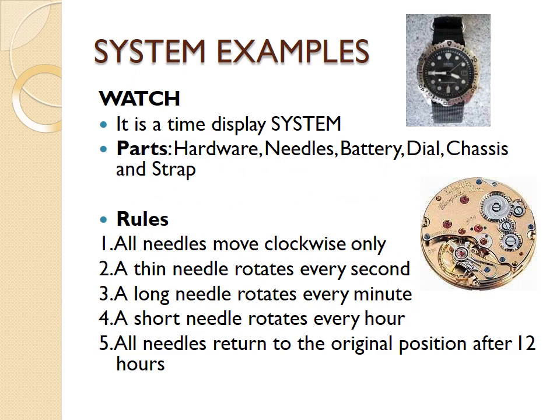Next is the examples of a system. Generally, a watch, a time display system. It has hardware units like hands, needles, battery, dial, chassis, strap. Nowadays the digital watches have an LCD display. So many parameters are in that watch. The general rules of a watch are that it has to work in a clockwise direction: a needle rotates every second, a needle rotates every minute, hours, and position after 12 hours. So these are all the rules, which I have explained in the previous slides.